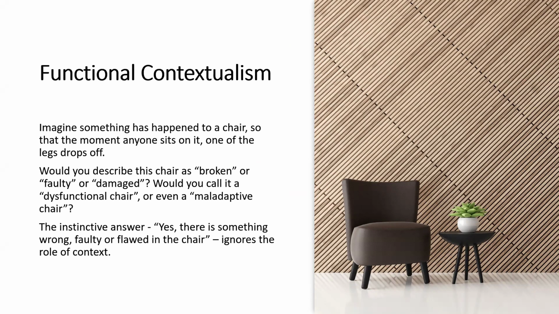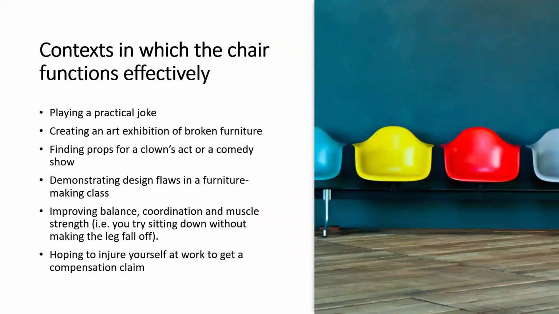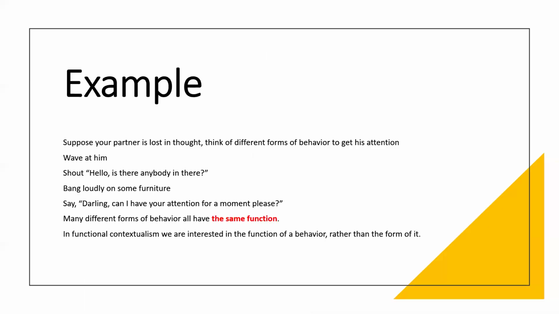The instinctive answer, yes, there is something wrong, faulty, or flawed in the chair, ignores the role of context. What are some of the contexts in which the chair functions effectively? Playing a practical joke, creating an exhibition of broken furniture, finding props for a clown's act or a comedy show, demonstrating design flaws in a furniture making class, improving balance, coordination, and muscle strength, hoping to enjoy yourself at work, to get a compensation claim.